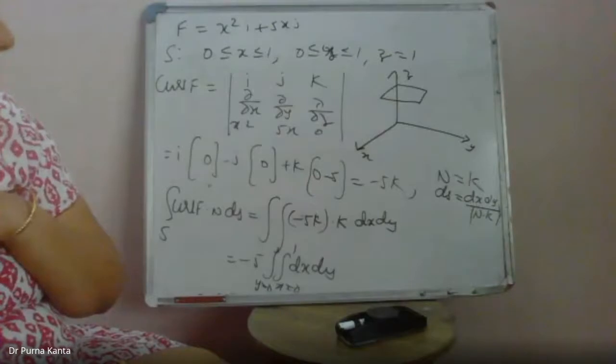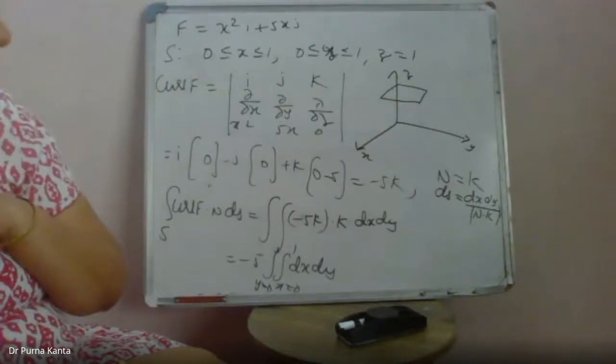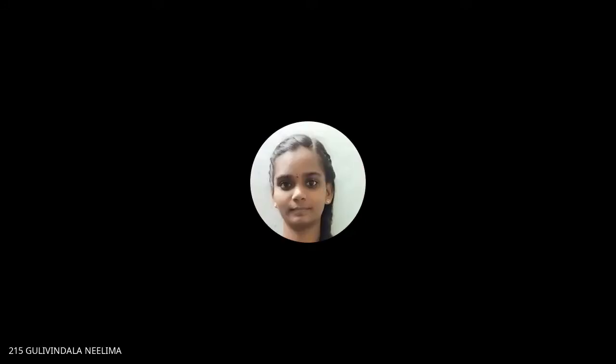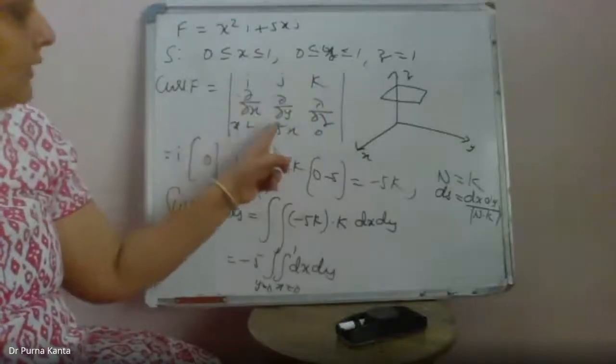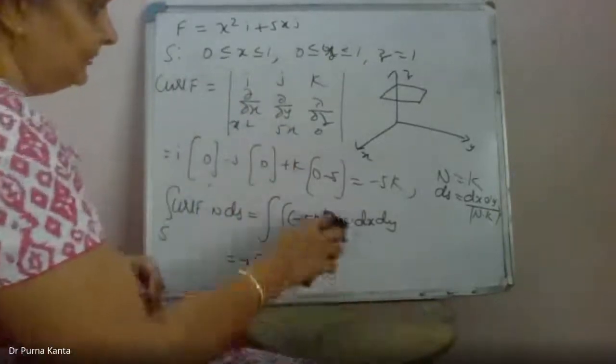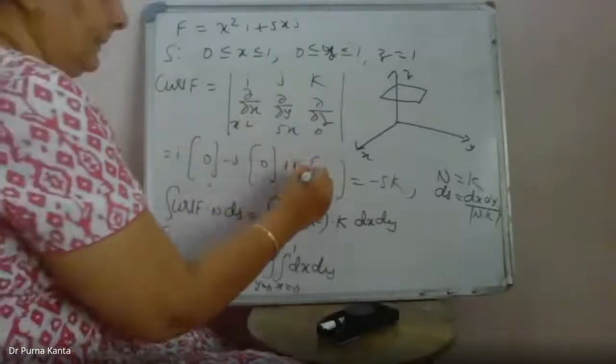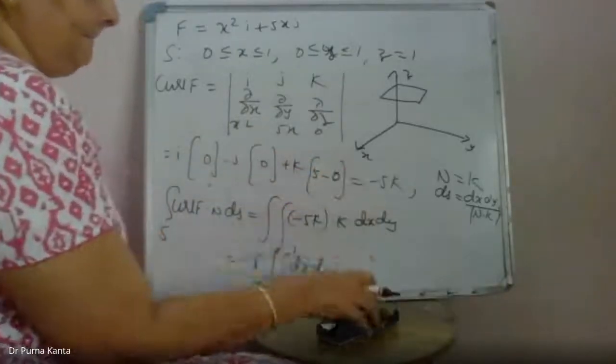Ma'am, the value of curl comes as plus 5k, right? Why so? Minus 5k came, ma'am. Look here: k times dou by dou x of... okay, I'm very sorry, correct. 5k, ma'am. 5k minus 0, plus 5k. Yes, ma'am.